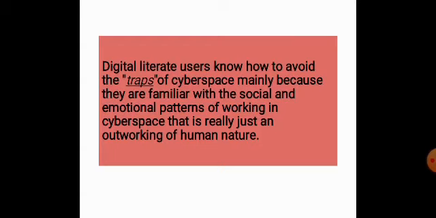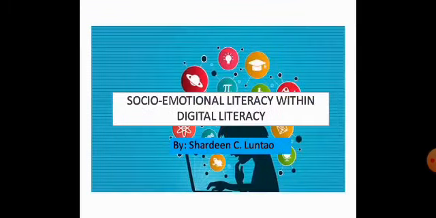For example, personally, I am a user of social media, and I am responsible for my posts. If I feel that something is offensive or not good, I choose not to post it, and I do not pick fights. Social media is good, but it needs to be used properly. Mainly because they are familiar with social and emotional patterns working in cyberspace, which are really just an outworking of human nature. So it has become part of human nature.